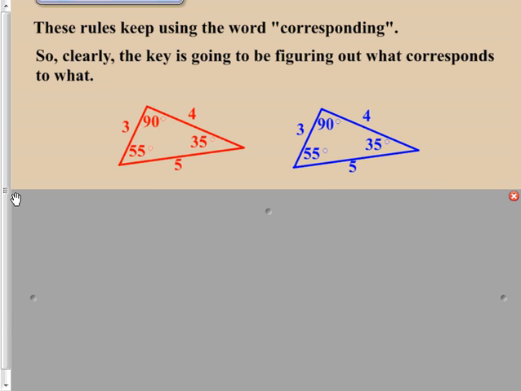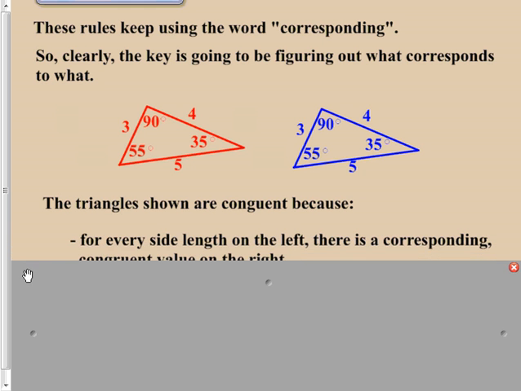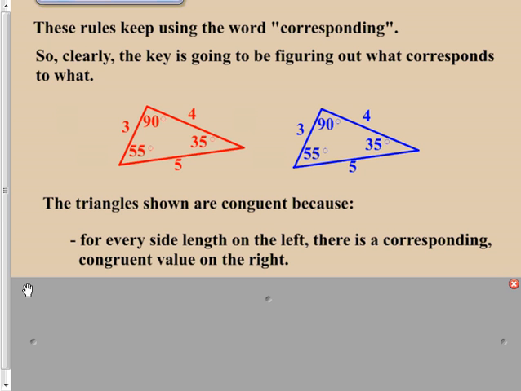Here are two triangles. Copy them down, including all of the angle measurements and including all of the side lengths. Now, if we are going to state that these two triangles are congruent, which they are, there must be reasons for why they are congruent. Of course, we've already said that there are two things that must happen in order to make these two triangles congruent. First, for every side length that is on the red triangle, the figure on the left, there is a corresponding congruent value in the blue triangle on the right.